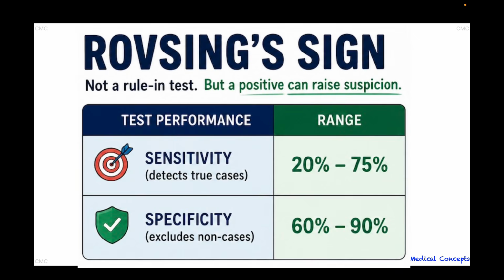Before we conclude this video, a quick word on the clinical value of this sign. Rovsing sign has variable sensitivity ranging from 20 to 75% and a specificity between 60 to 90%. So, on its own, it's not a reliable test, but when positive, it can increase your clinical suspicion of appendicitis.